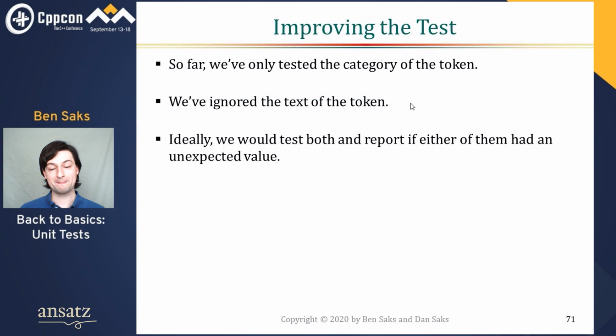So up till now, we've only been testing the category of the token. We've been ignoring the text part of the token. We've just been assuming that if the category is right, the text that the token contains is also correct. Ideally, we'd test both, and we would report if either one of them had an unexpected value as a result.